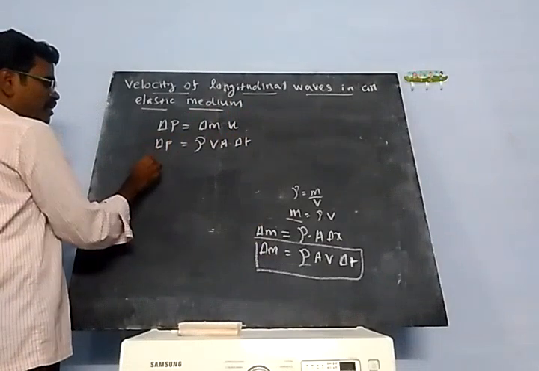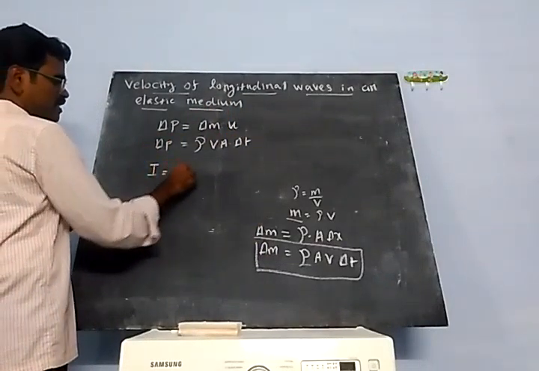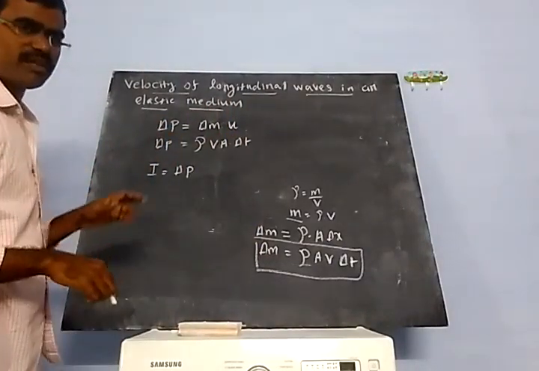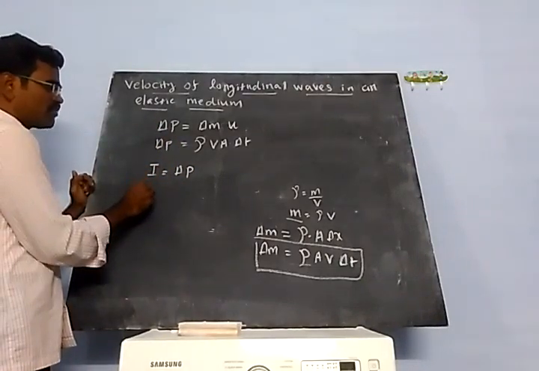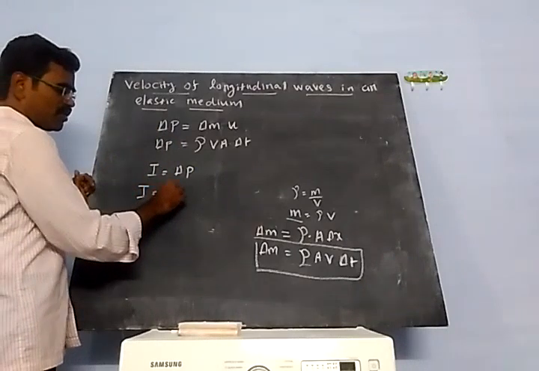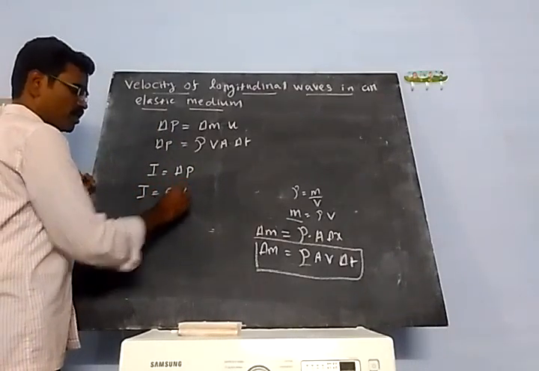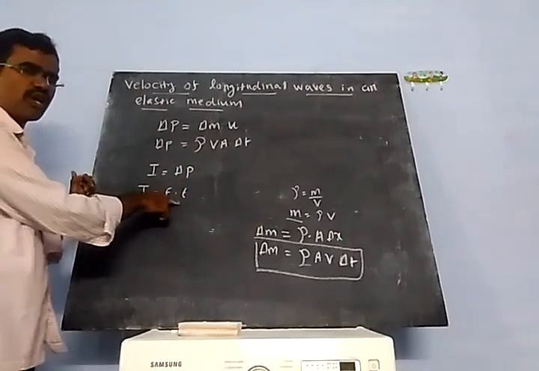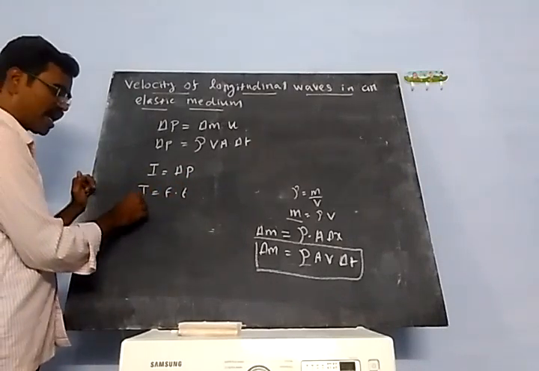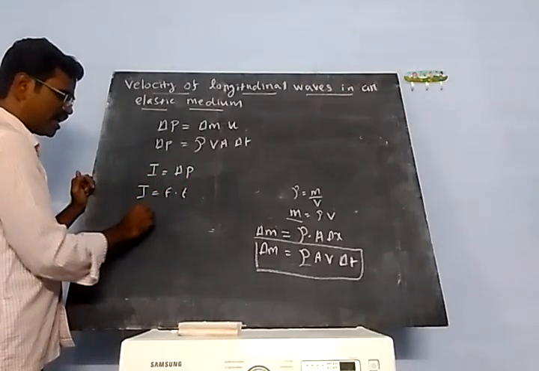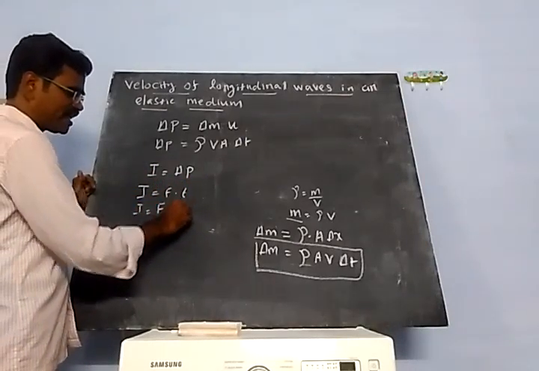This changing momentum is called an impulse. The changing momentum is also known as the impulse. So impulse is equal to, what is the formula? Impulse is equal to force into time. Okay. So when a very great force acts for a very short interval of time, that is called an impulse. So I is equal to F into T, or I is equal to force into del T.